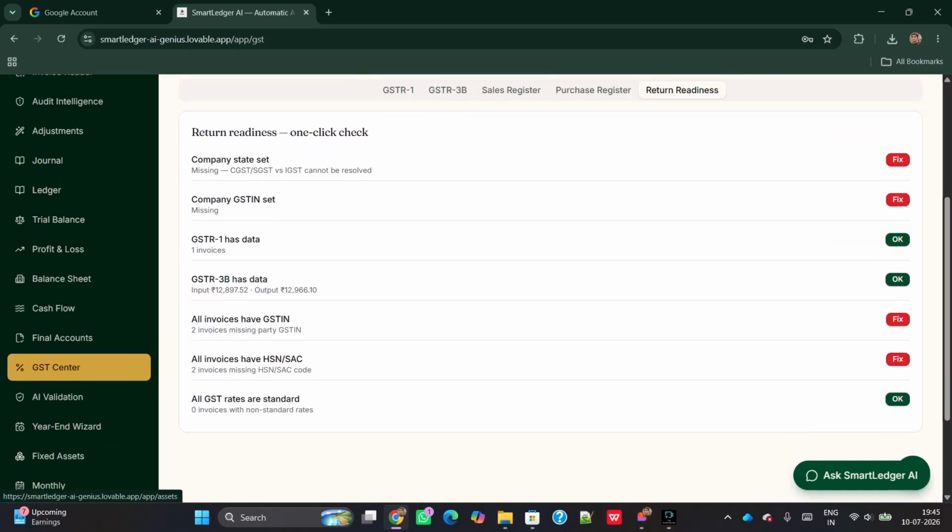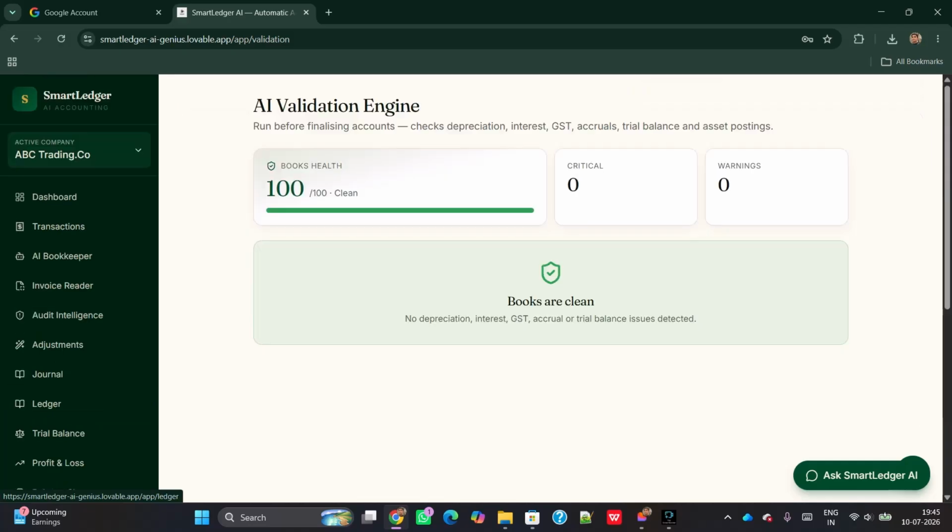Further coming to the next option, that is AI validation. AI validation is an AI validation engine which runs before finalizing the accounts. It checks whether all the transactions are done and calculations are done accurately or not. If there is any mistake, it highlights here the changes which should be made in order to improve the efficiency of the business.